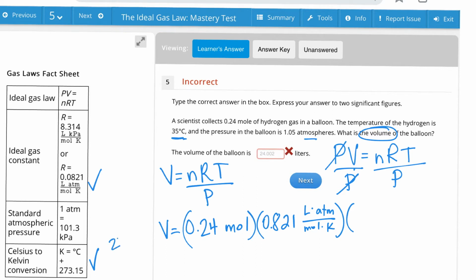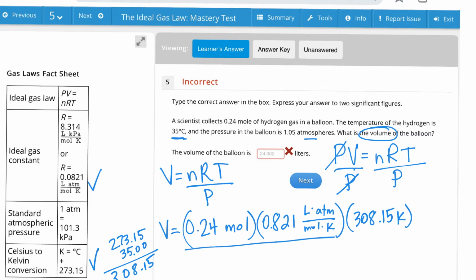We have to take 273.15 and add 35 to it. That gives 308.15 Kelvin. And then I'm going to divide that by the pressure, which is 1.05 atmospheres. I'm going to take a quick look at my units and see if everything cancels.